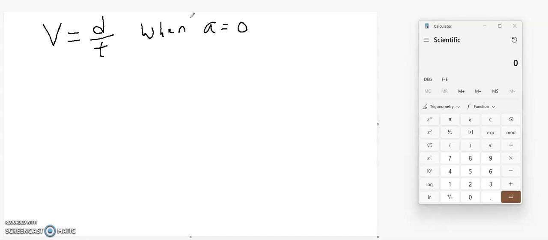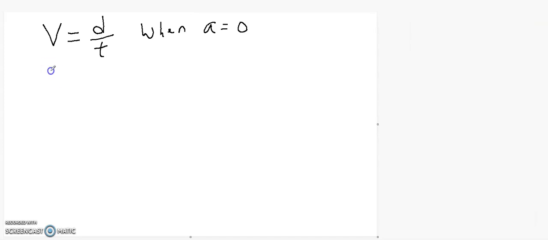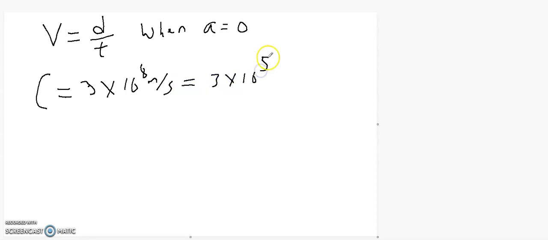Now, the speed of light is so important in astronomy and physics in general that it gets its own symbol, c. I'm going to write the speed of light in two different units. It's 3 times 10 to the 8th meters per second, or the way we're going to use it in this example, 3 times 10 to the 5th kilometers per second.